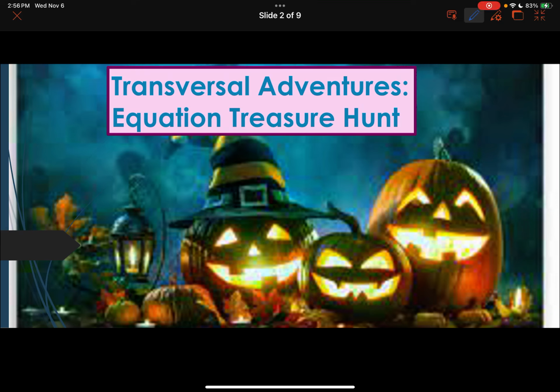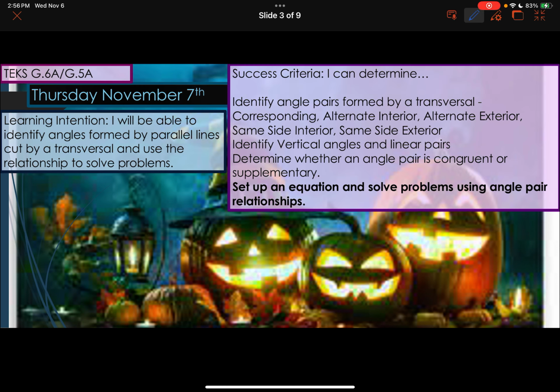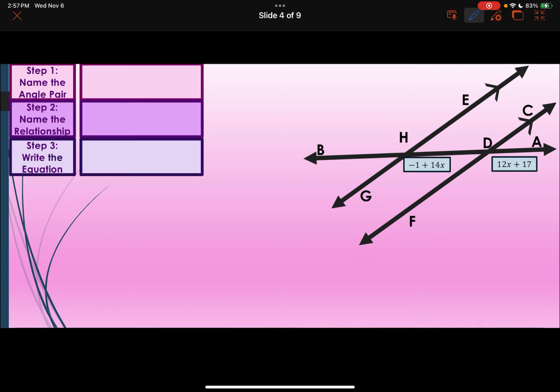All right, so today we are taking a look at transversals. What we're doing is focusing on setting up the equations. So today we are setting up the equations. That's what we're focusing on. We talked about identifying whether it's a corresponding, alternate interior, alternate exterior, same side interior, same side exterior, or vertical, linear pair. Today we're focusing on setting up the equation.